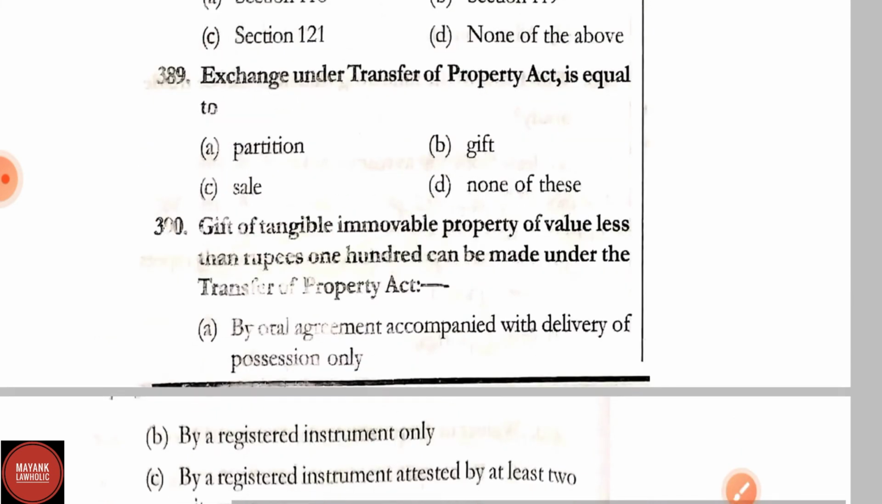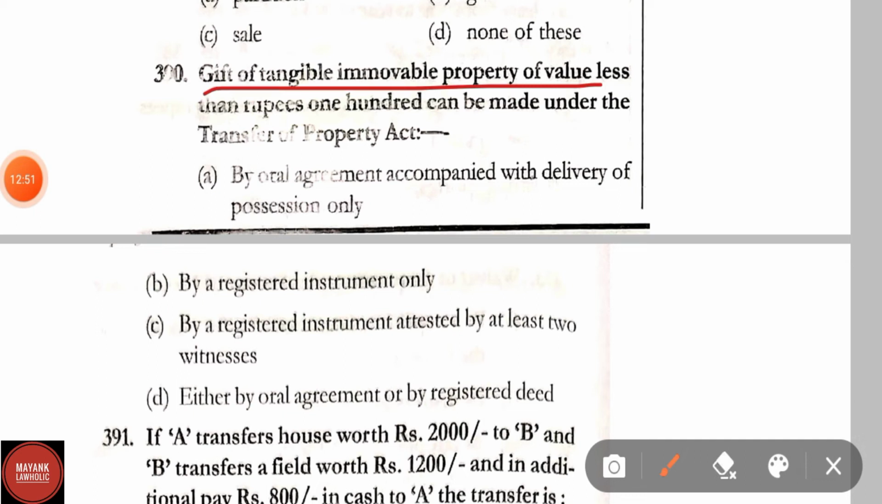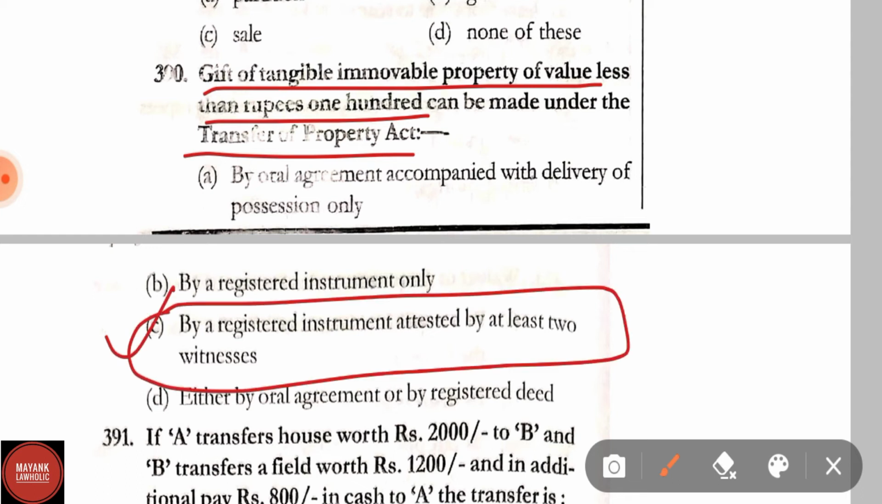Question number 390. Gift of tangible immovable property of value less than rupees 100 can be made under the Transfer of Property Act. Option A, by oral agreement accompanied with delivery of possession only; by registered instrument only; by registered instrument attested by at least 2 witnesses; either by oral agreement or by registered deed. Here correct answer is option C, that is by a registered instrument attested by at least 2 witnesses.